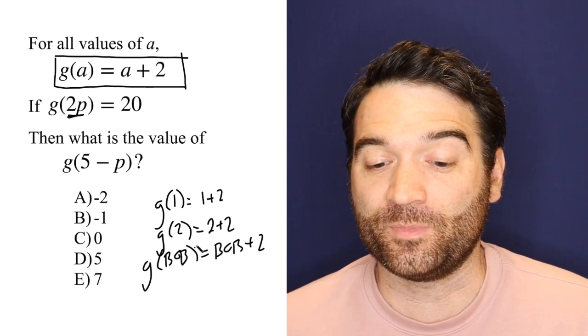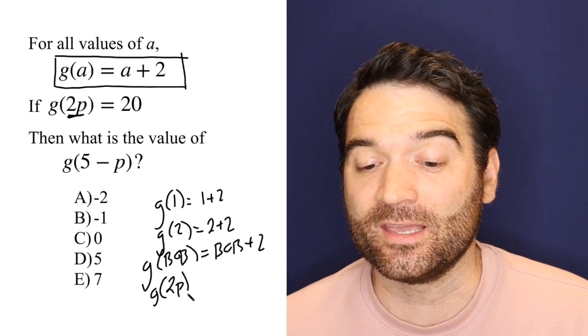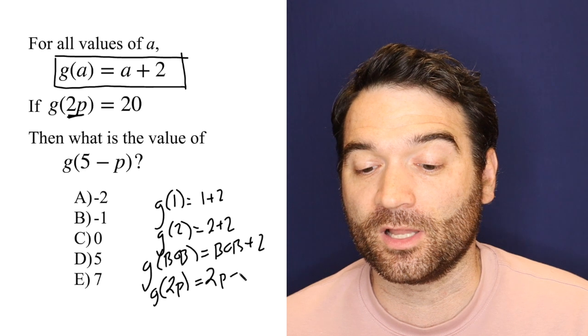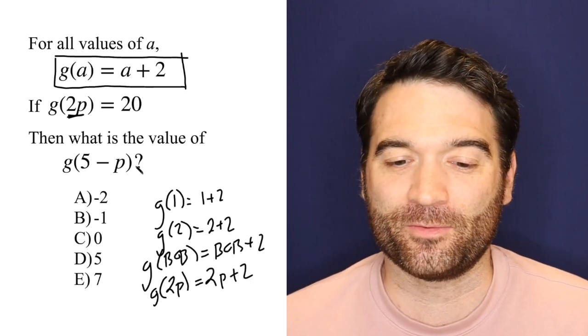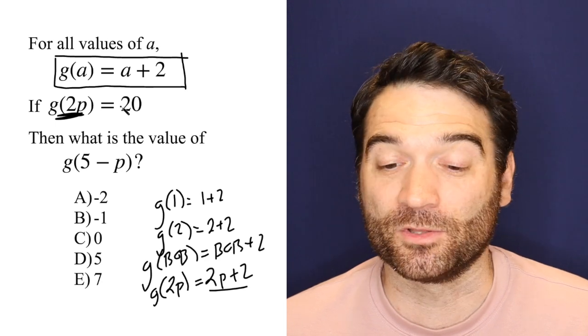What is g of 2p? Well, g of 1, g of 2, g of Bob. So g of 2p is just going to be 2p plus 2. That's easy. I just use the formula. And what it tells me is this thing, 2p plus 2, is equal to 20.